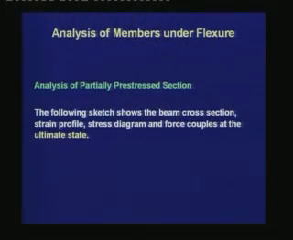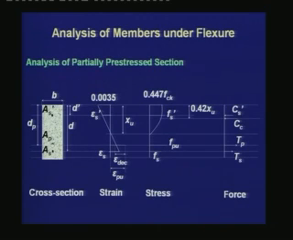The following sketch shows the beam cross section, strain profile, stress diagram and force couples at the ultimate state for a partially prestressed section. As we have come to know earlier, in the analysis at ultimate, first we start with the strain diagram. The failure is defined as the strain in the extreme compression fiber being equal to 0.0035. With that basis, we draw a linearly varying strain diagram based on the principle that sections remain plane till ultimate.